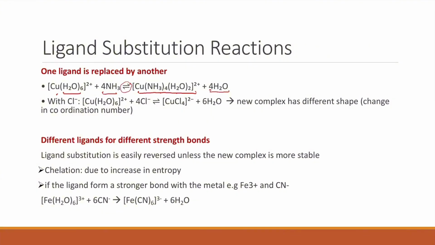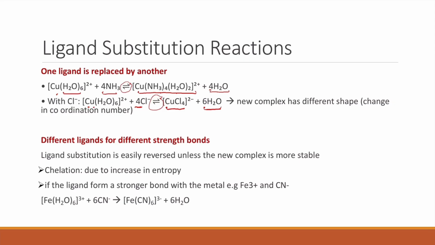With chloride as well, you could have the copper with the water, and that will give you the copper surrounded only by 4 of the chloride, because we know that chloride can only have a maximum of 4 ligands because of their size, and they will replace the 6 ligands of water. Now the new complex has a different shape, because there is a change in the coordination number. Different ligands can form different strength bonds. So ligand substitution is easily reversed, because you can see it's a reversible reaction here.